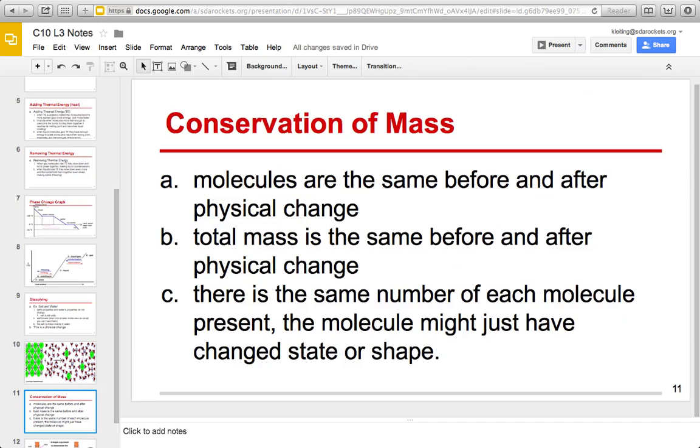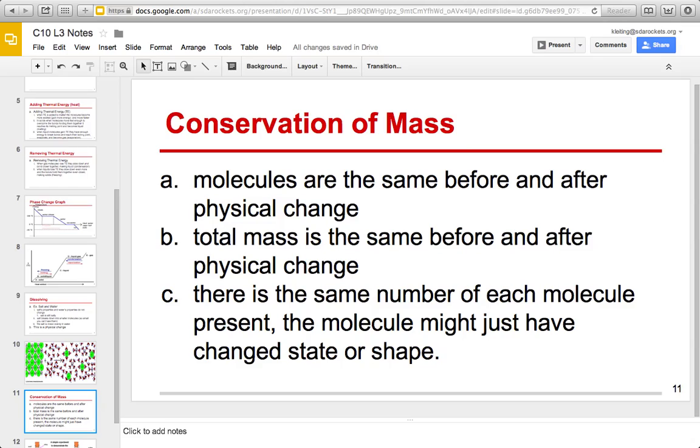Conservation of mass. Molecules are the same before and after physical change. So, let's finish this slide first. Total mass is the same before and after physical change. There is the same number of each molecule present. The molecules might just have changed state or shape. We're actually going to be doing a short experiment over this.